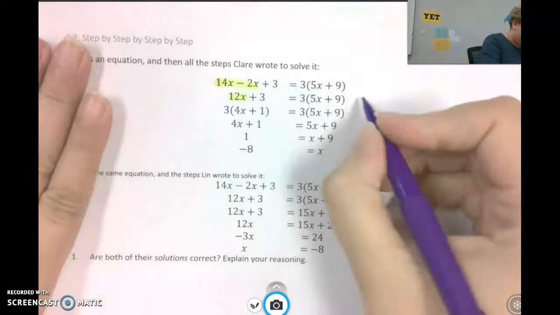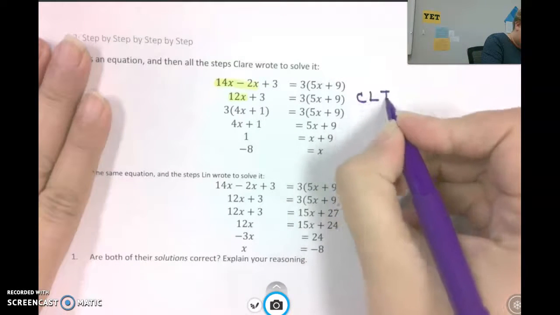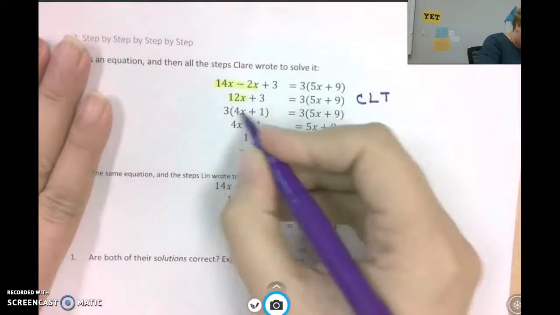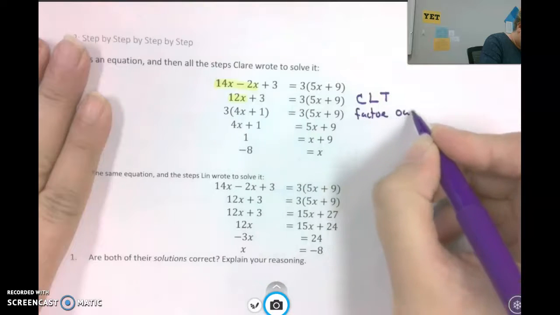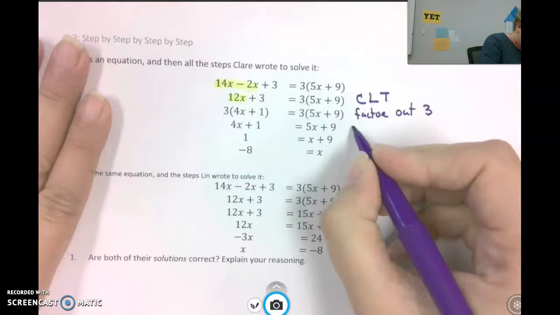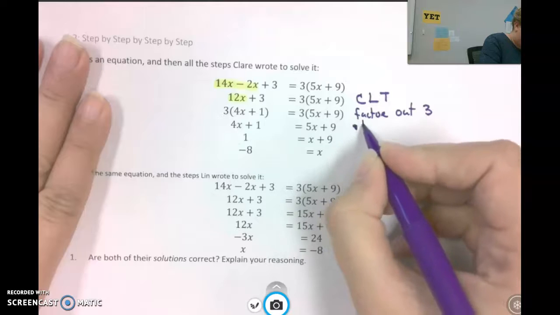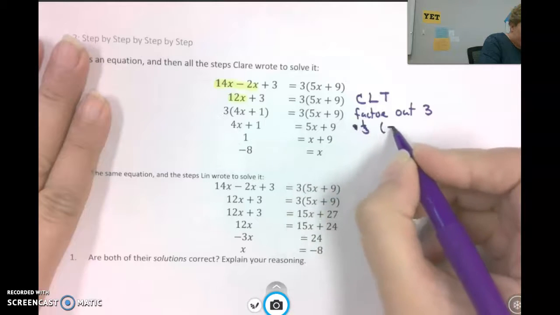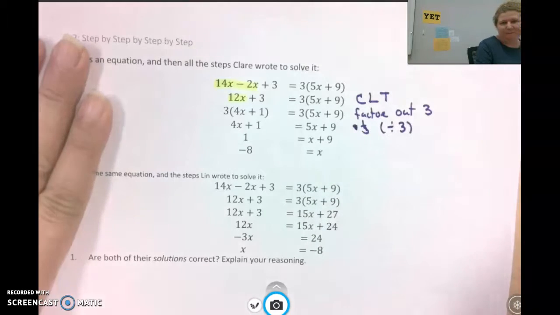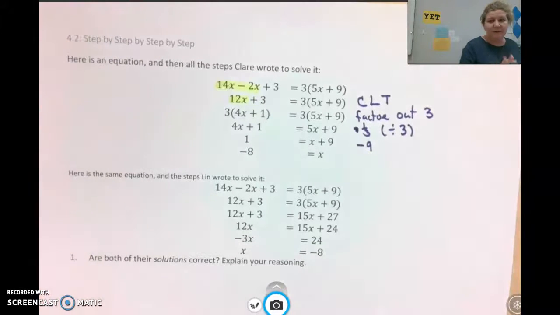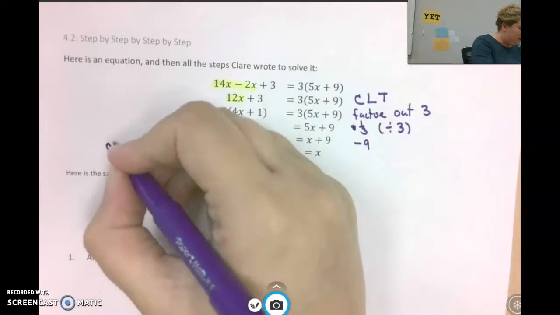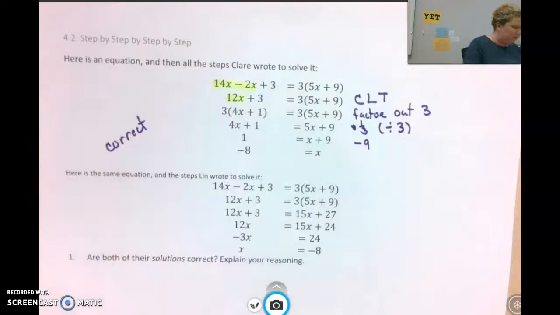So let's make some notes. Here they combined like terms. Then here they factored out a 3. And then they multiplied by 1/3, which we know is dividing by 3. And then they've subtracted 9. And every time they did it to both sides, which is important. It's required. Okay, and then this is correct. So that's how Claire was thinking about it.